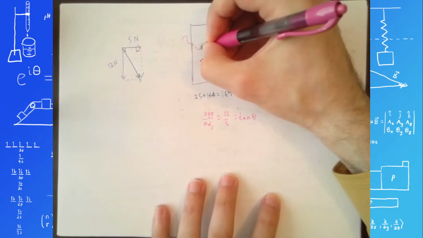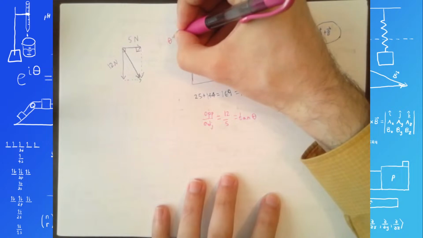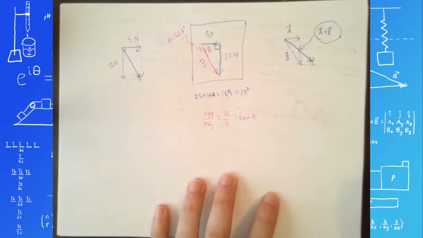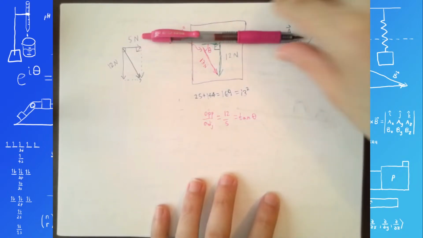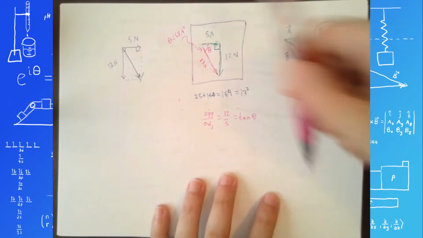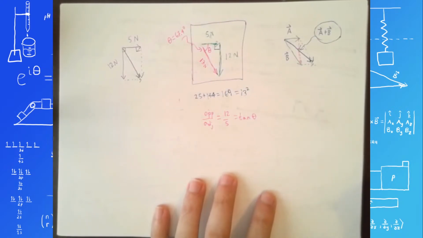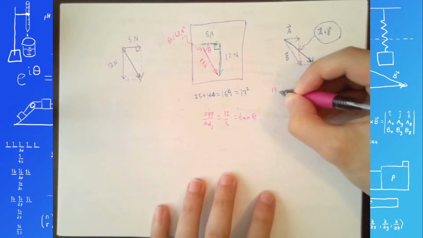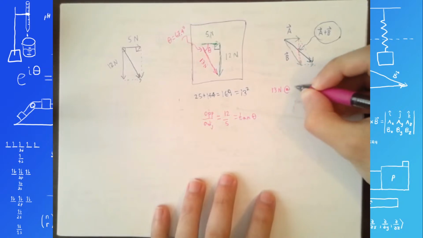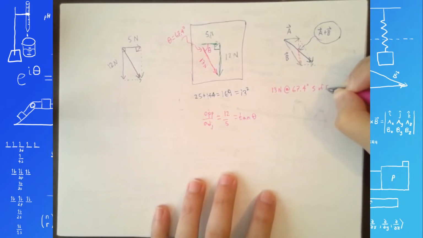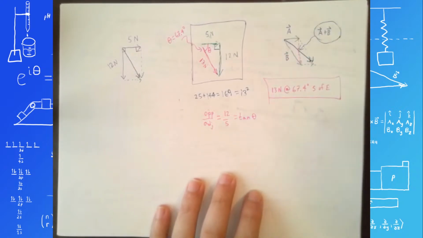I guess I'll draw an arrow to it like that. Theta equals about 67.4 degrees. And this would be, starting from the eastward direction, I go 67.4 degrees towards the south. So that would be 67.4 degrees south of east. So I would say the resultant is 13 newtons at 67.4 degrees south of east. Final answer. Okay.